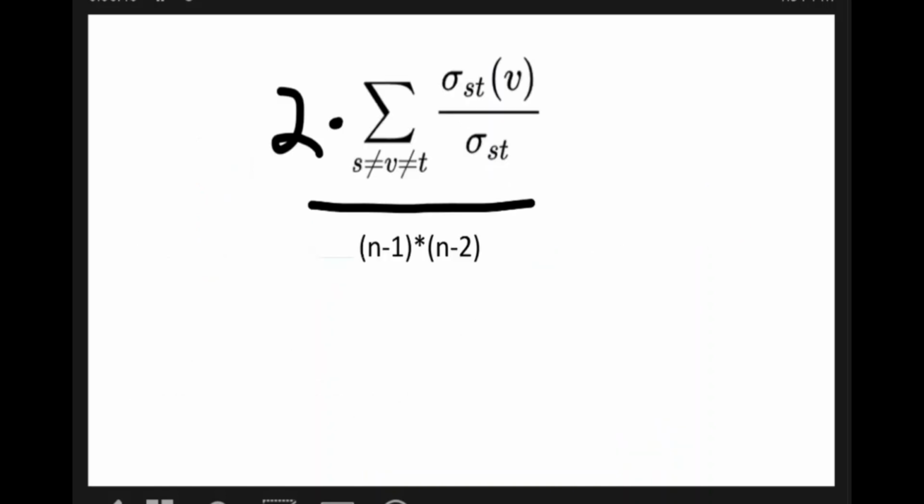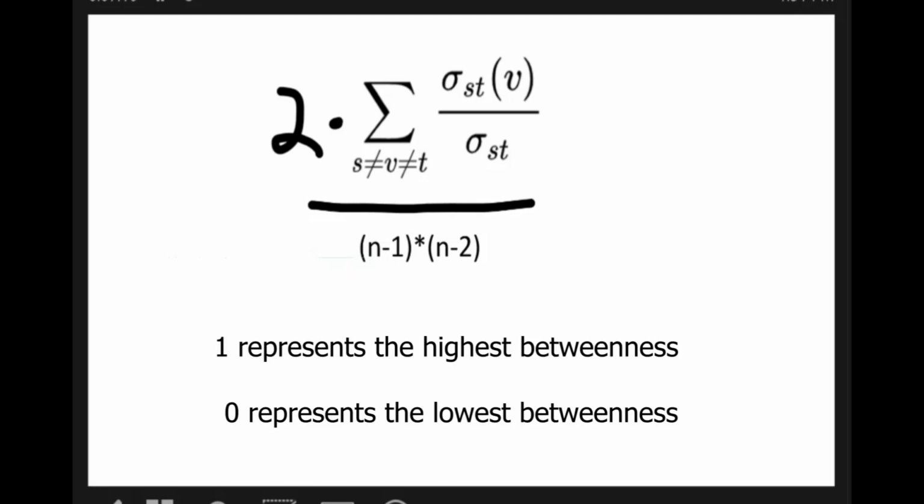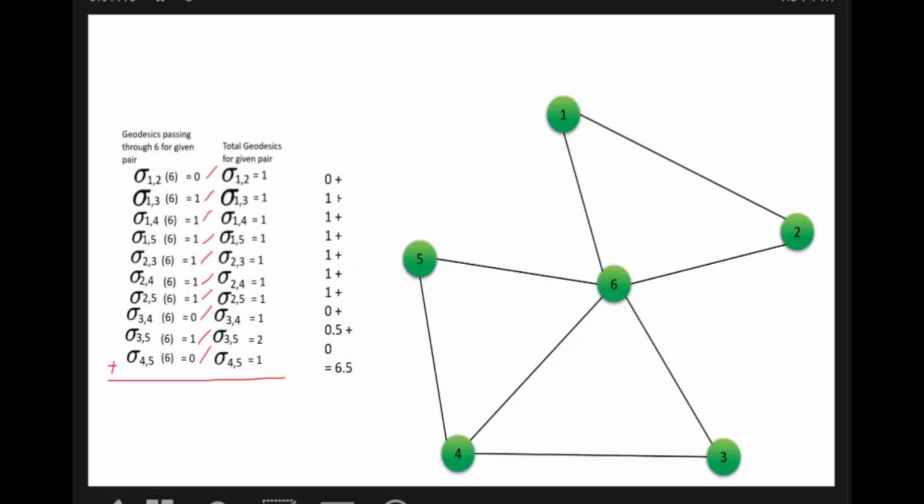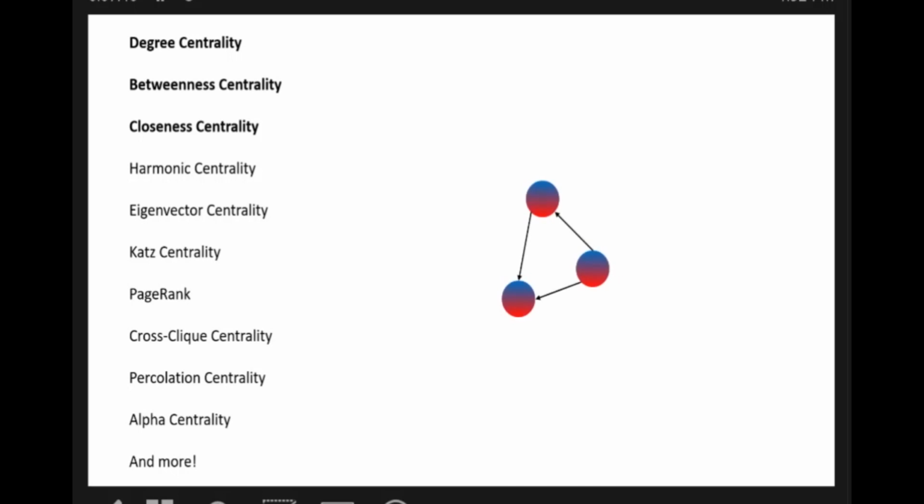So to normalize betweenness centrality, we just divide our sum by the maximum possible betweenness centrality to get a number between 0 and 1. 1 represents the highest possible betweenness centrality, while 0 represents the least possible betweenness centrality. Normalizing our previous result, we get a betweenness centrality of 0.65 for node 6. These are just 3 of many measures of centrality. It's also important to note that there are differences in calculating centrality when your graph is directed, meaning that edges have a direction and point toward or away from nodes.